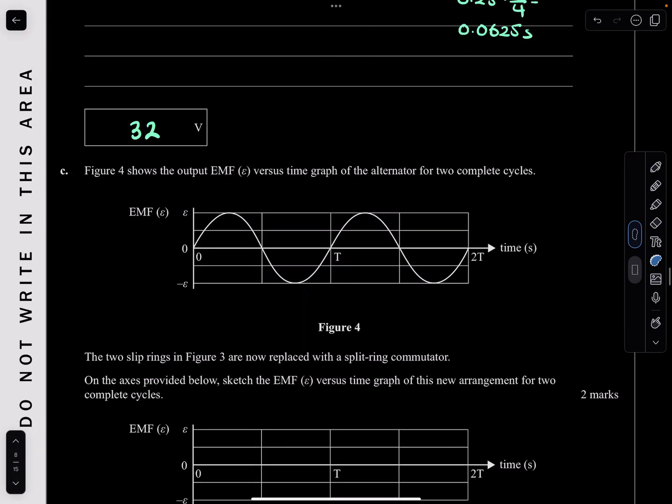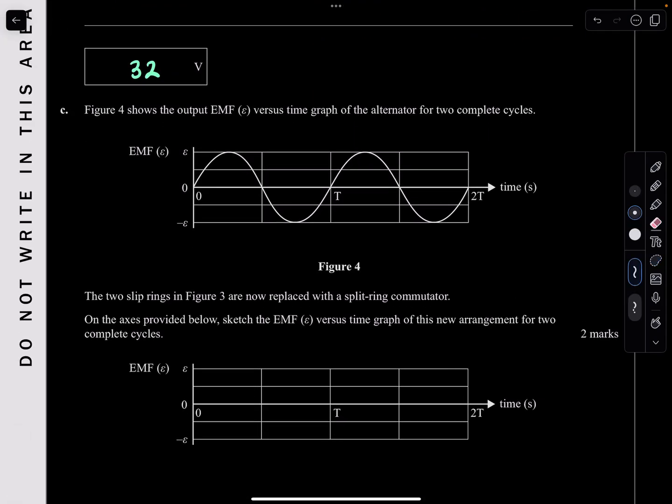That's it. Easy. Question: figure 4 shows the output EMF versus time graph for an alternator for 2 complete cycles. Okay, the 2 slip rings in figure 3 are now replaced with a split ring commutator. Aha, a split ring commutator. What do we know about a commutator? Every turn, so every cycle, halfway through it, it's going to rectify it. So it's going to reverse it. For example, have a look over here. We know this is one cycle. Halfway through it, this part is going to be rectified. So it's going to be reversed. It's going to be reflected.